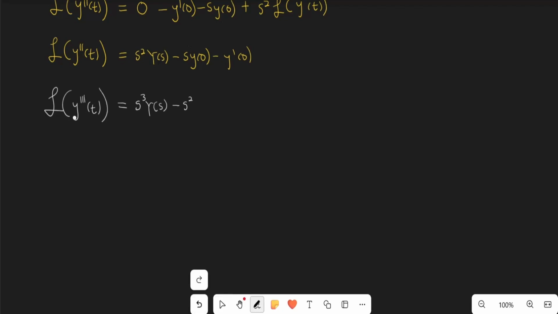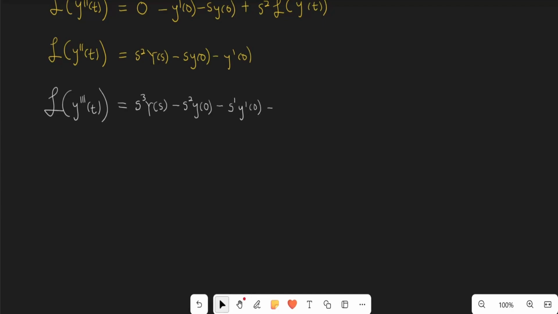And now for the third derivative, because this one is squared conforming with the number of times we differentiate, the next s here is going to be s squared, reduced by 1 until it gets to 0. So this is going to be s squared, but it's going to be multiplied by the first initial condition, which is y of 0. And now the next one is going to be minus, reduced by a power of 1 again. So that's s raised to the power 1. And that is going to be multiplied by the first derivative, y prime of 0.